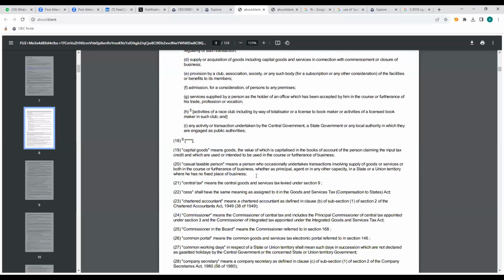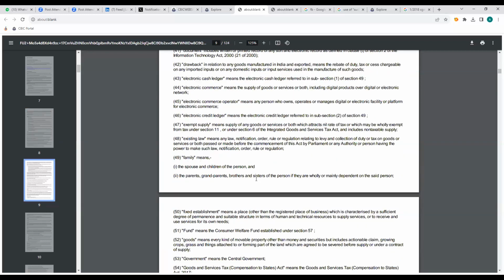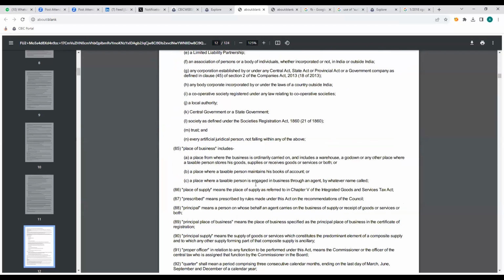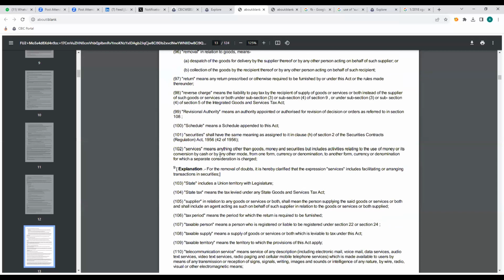If we go through the definition of service in GST, it means anything other than goods, money, and securities. So anything which is other than goods, money, and securities falls within the ambit of service. And in my opinion, immovable property is also falling within the scope of services.